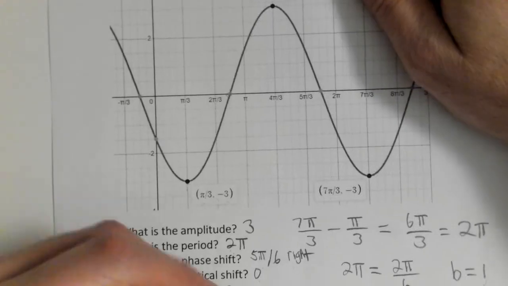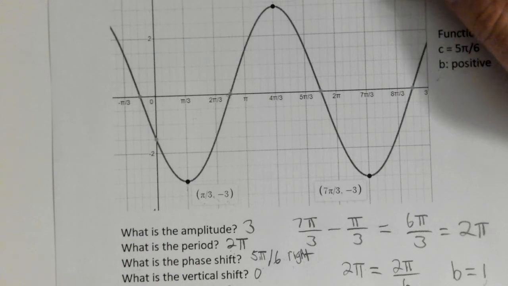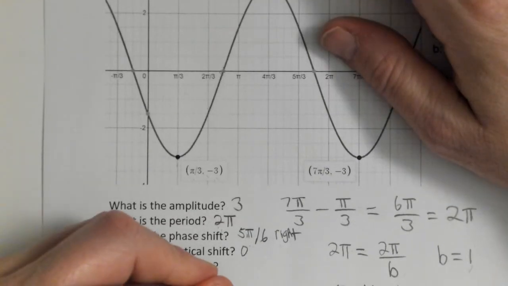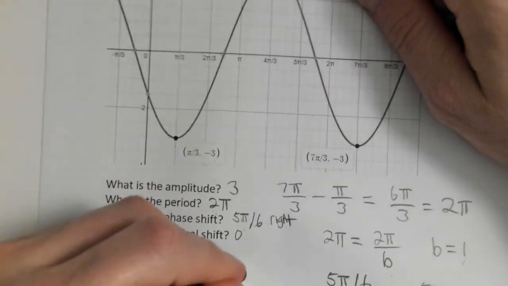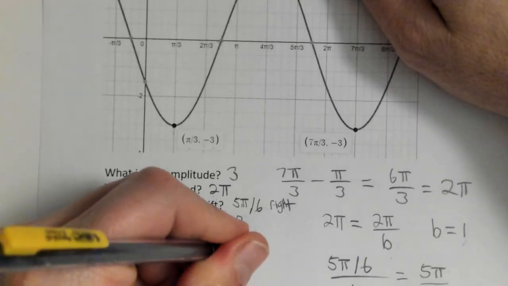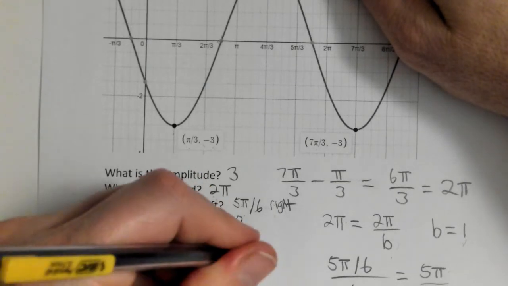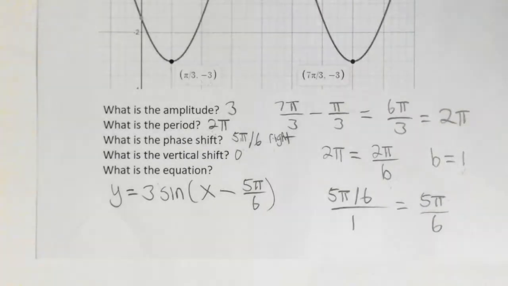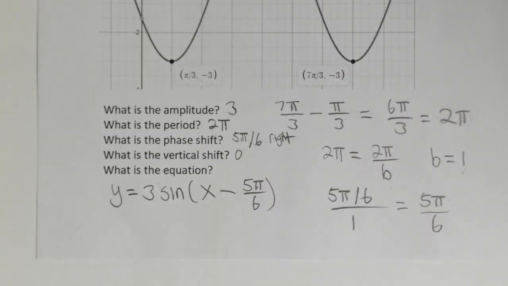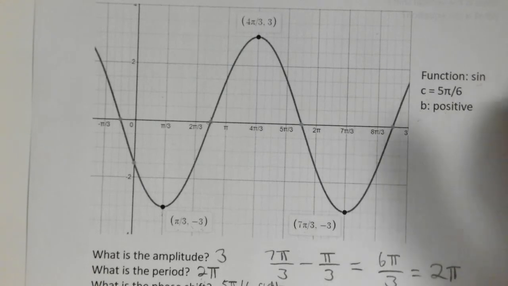And so all I have to do is just write our x. I don't have to write 1x. And then behind that, it's going to be minus the value of c, which we know is 5 pi over 6. And again, there's no vertical shift, so we don't have to add or subtract anything to the end of our equation. This is the equation for this graph. Okay, so there you go.